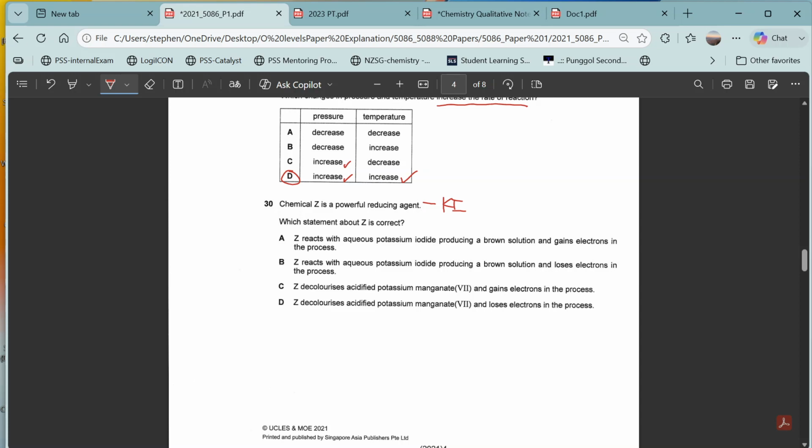Can you remember I told many classes that only a reducing agent (RA) will react with an oxidizing agent (OA), or an OA reacts with an RA. Since this is a reducing agent and KI is a reducing agent, definitely it will not react with another KI to give you any reaction or any color changes. So we are left with potassium manganate.